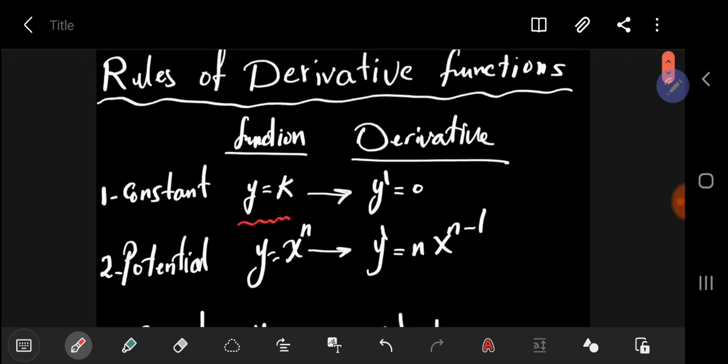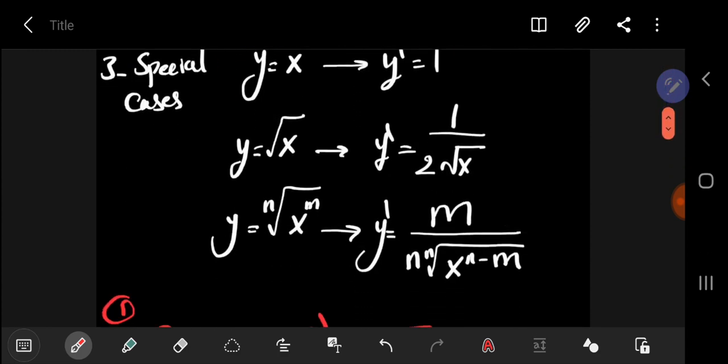The second case is if we have a potential. What is the meaning of a potential? It means a function with a power, like y equal to x to the power n. What will be its derivative? Its derivative will be n, the power, multiplied by x, the variable, to the power n minus 1.